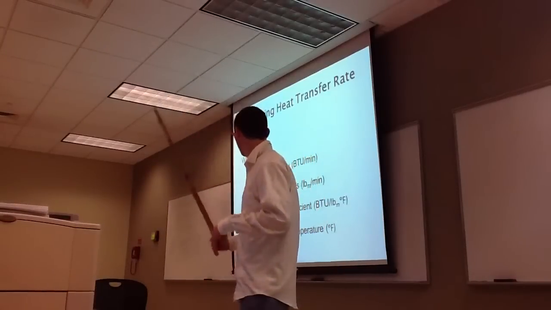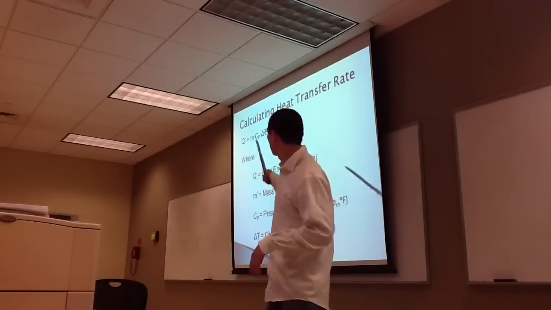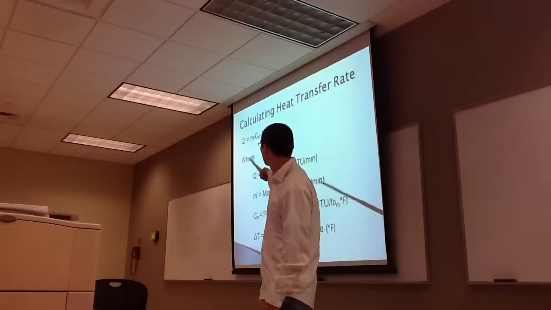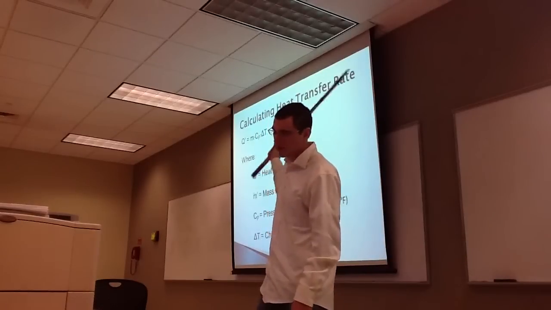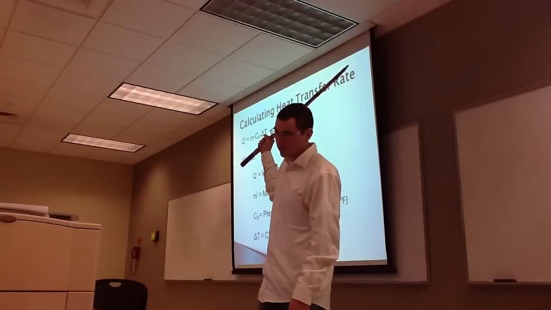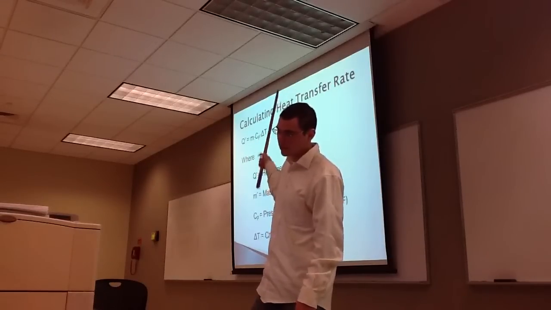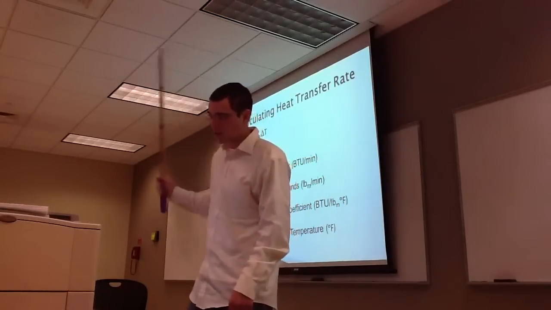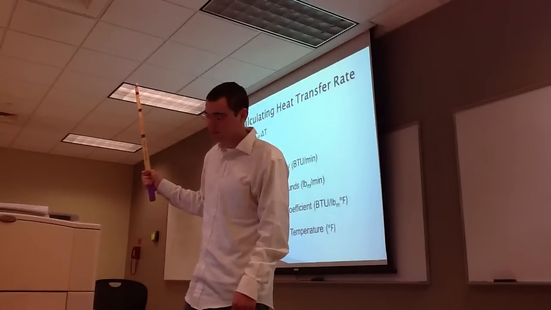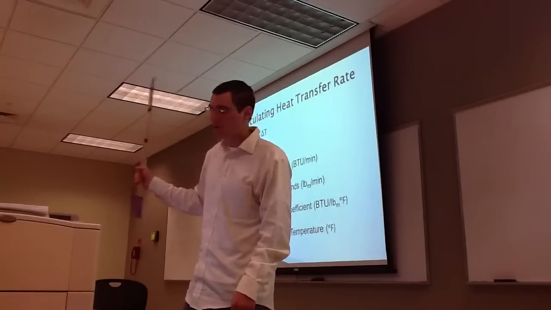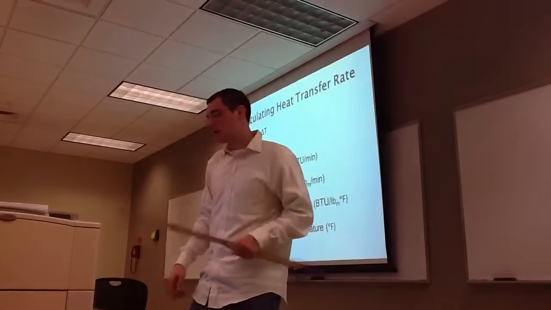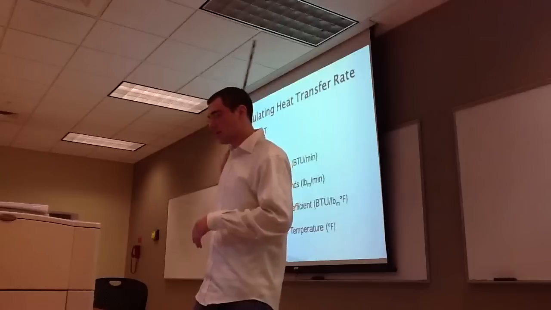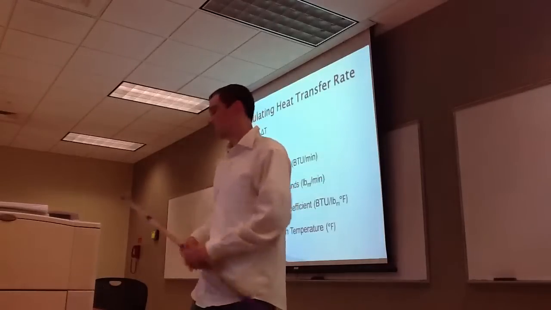So the heat transfer rate was found with the energy equation where Q prime equals mass flow rate times Cp, the constant pressure coefficient. I don't know why that's there. It's not pressure coefficient, I thought I changed that. It's the heat capacity of the air, and then delta T is the change in temperature.